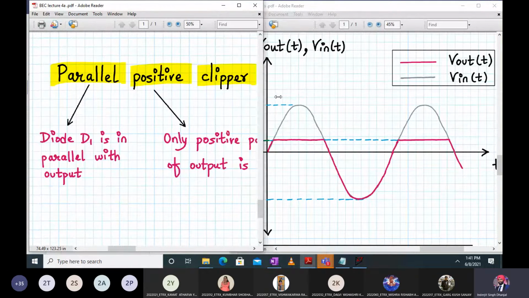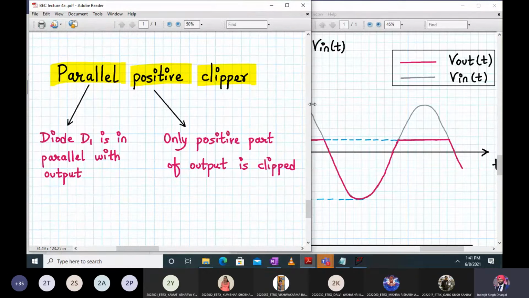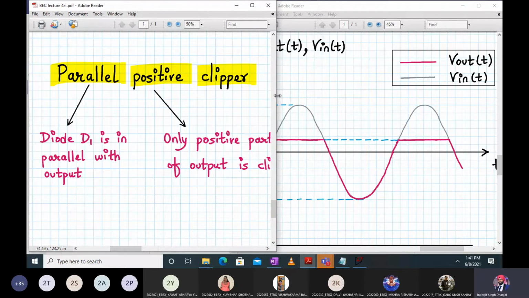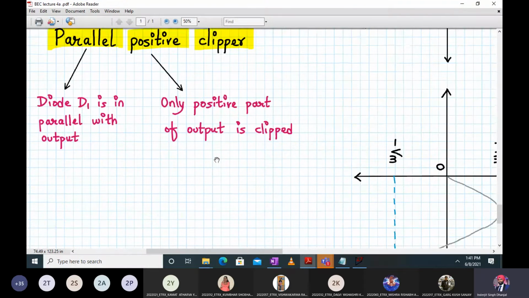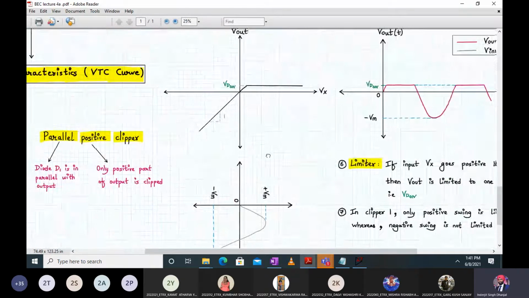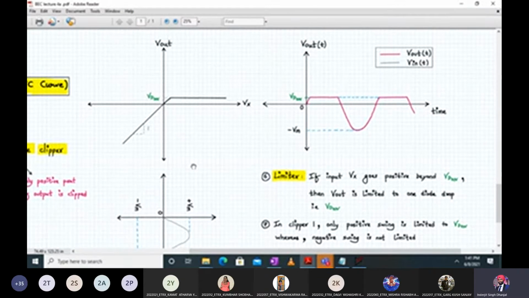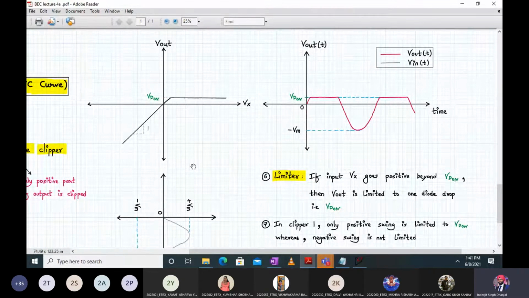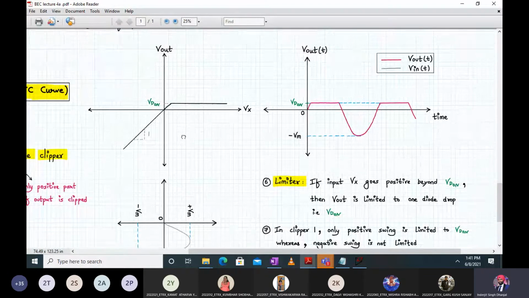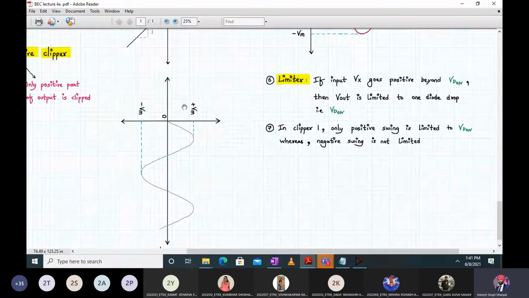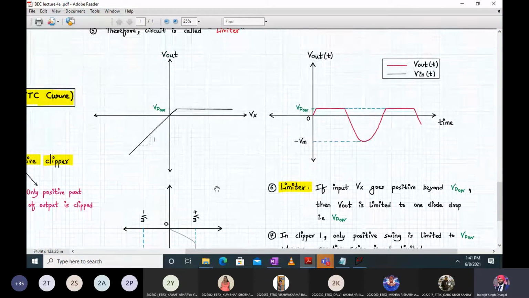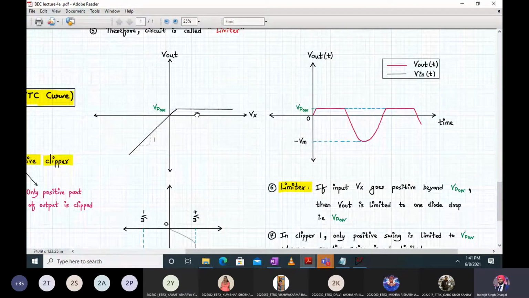Everyone clear how to identify the name now? Fine. Now let me show you one last part. I hope it is clear. If I want to view all three waveforms together, this is my input waveform, this is my VTC curve, and this is my output waveform. So we can view it clearly.